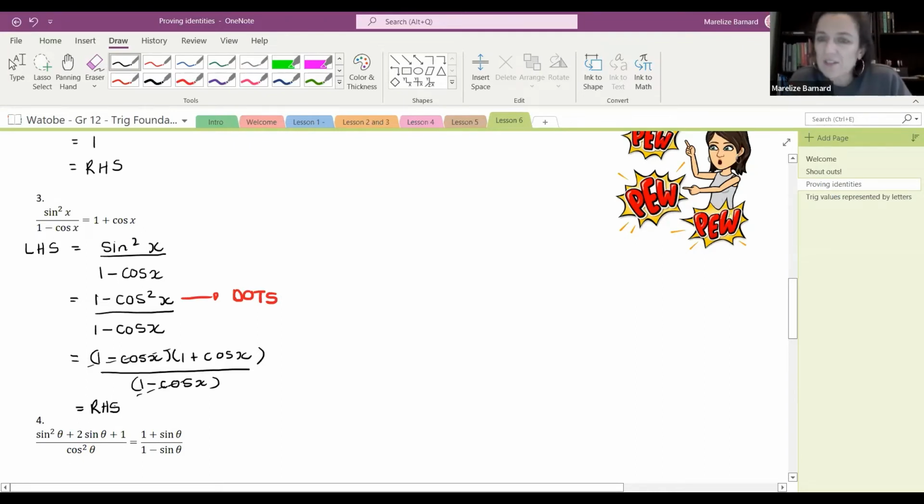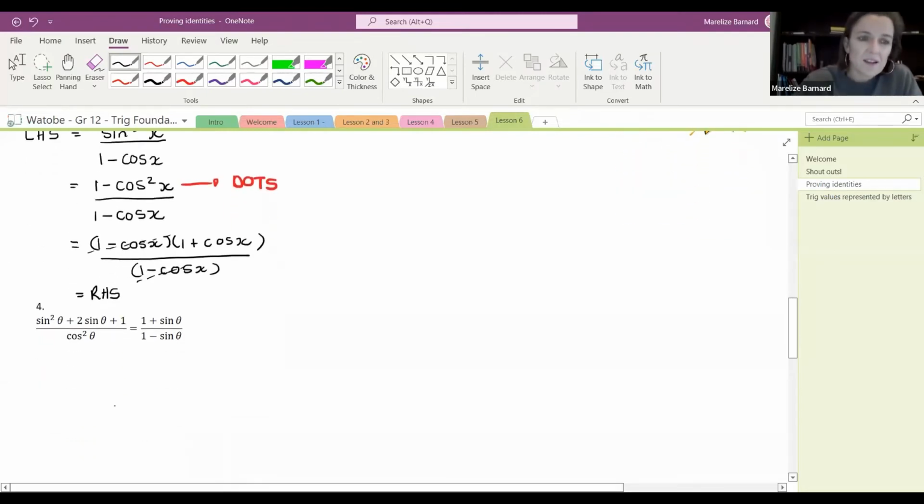Well done, Tundalwetu. That is it. That is the factorizing. Excellent.